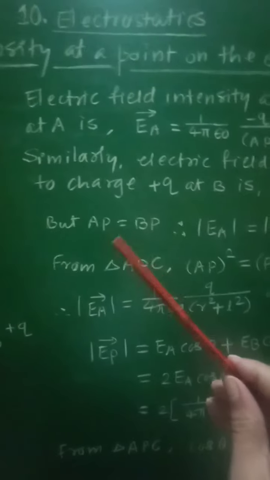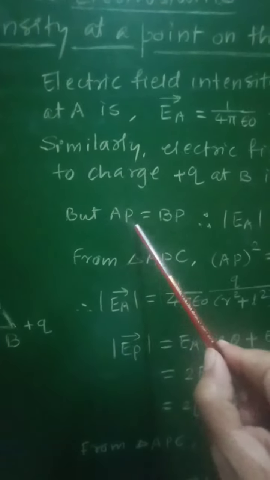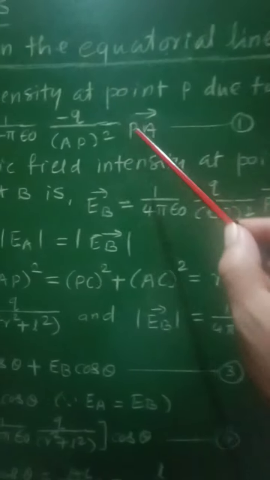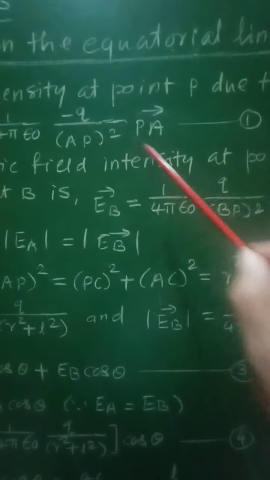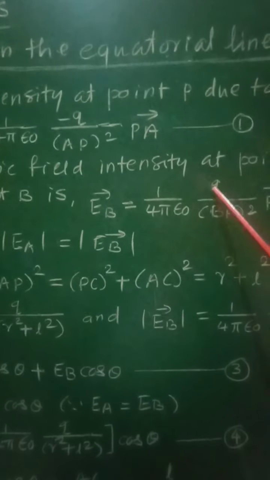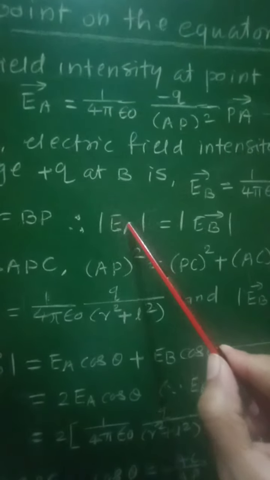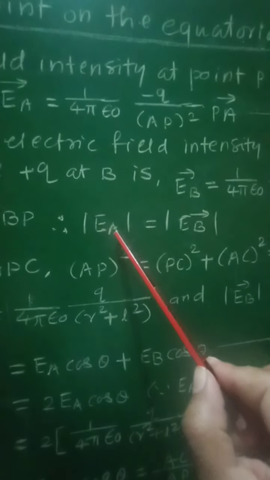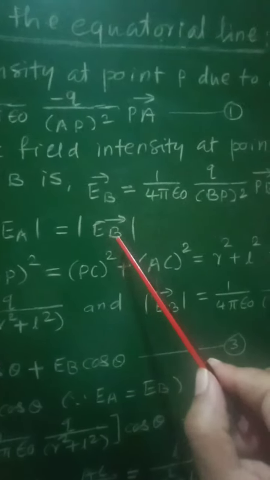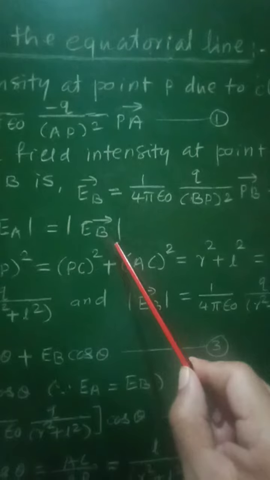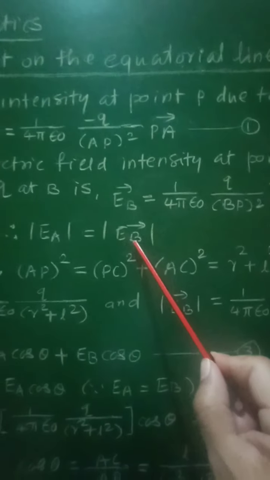But from geometry we know that AP equals BP, and therefore as these two distances BP and AP are equal and the charges have the same magnitude, we can say that the magnitude of electric field intensity EA must be equal to the magnitude of electric field intensity EB. EA must be equal to EB.